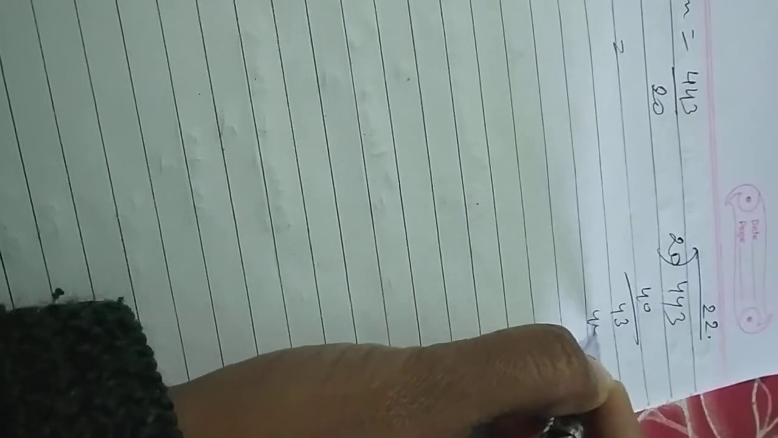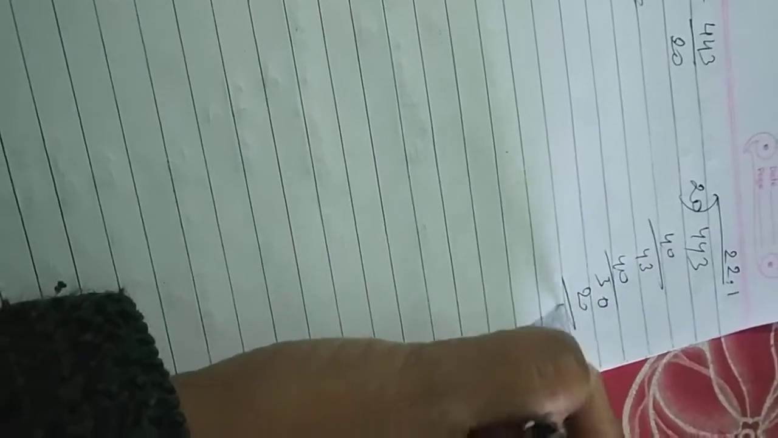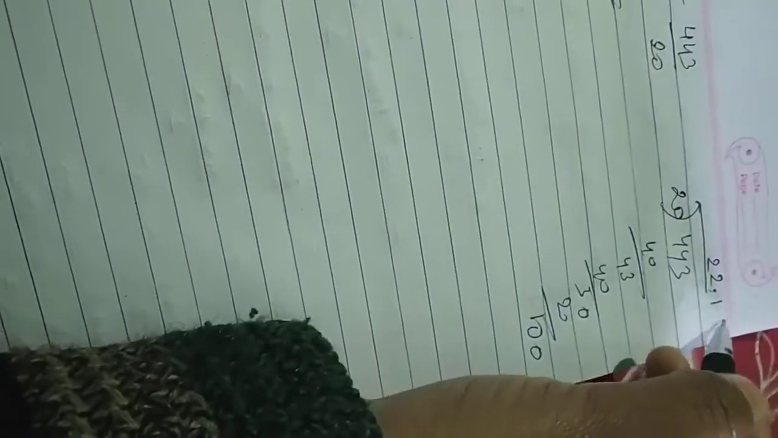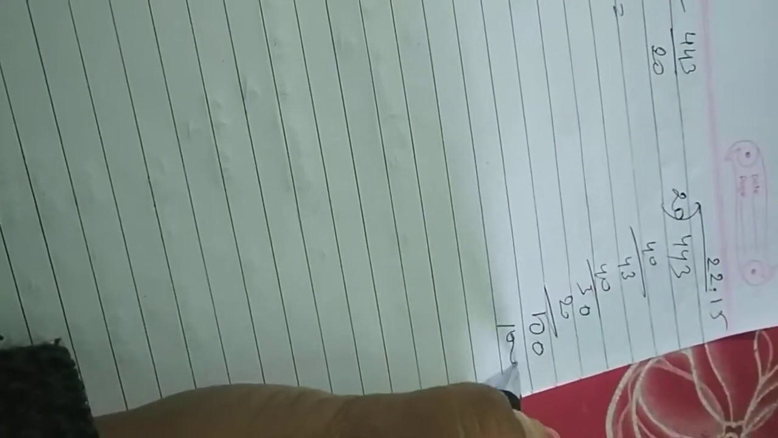22 times 20 is 40, decimal put here. We will get 30 here. 21 times 20, here we will get 10. For the decimal we will take one more 0. 25 is 100. Okay, so we have got it here.